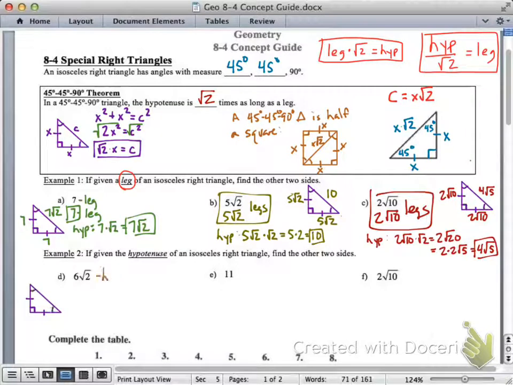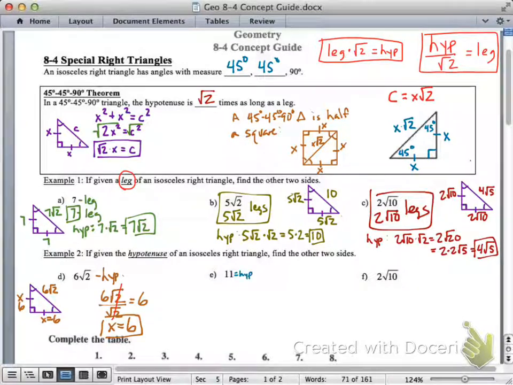Okay? So if you're given the hypotenuse, in this case it's 6 times the square root of 2. If we want to find the length of the legs, x, I'm going to divide 6 square root of 2 by the square root of 2. Well, when you have something on the top, numerator and the denominator, they cancel each other out. What are we left with? 6. So if the hypotenuse is 6 square root of 2, each leg is equal to 6. Okay? Yes, it's that simple. Hopefully you see it that way.